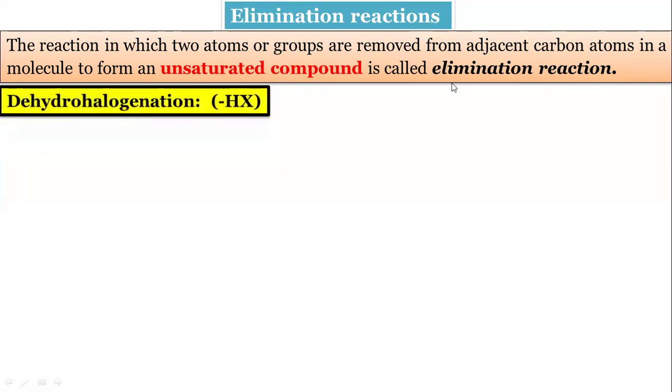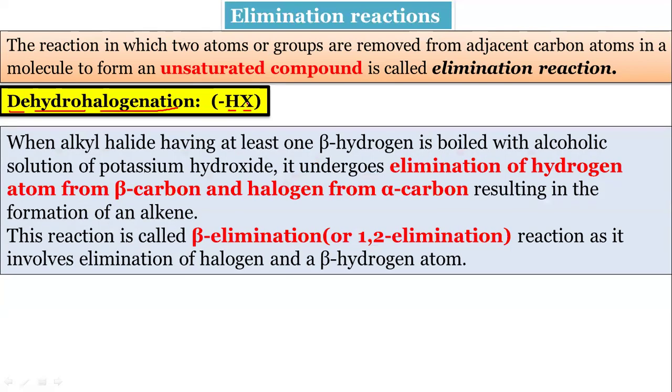In this dehydrohalogenation reaction, D means removal. Hydro means hydrogen and halogenation, means removal of hydrogen and halogen. This is called as minus HX, hydrogen and halogen. This is called as dehydrohalogenation. So what is this dehydrohalogenation reaction?